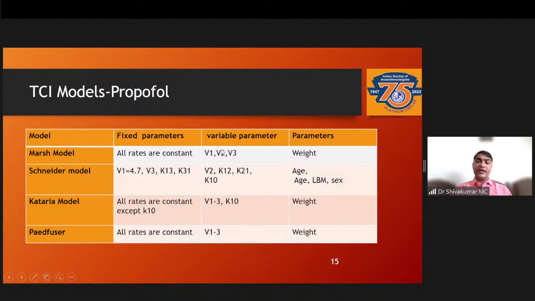Variable parameters are V1, V2, and V3. These vary with the weight of the patient. So V1 will increase with the weight of the patient. V2 will increase with the weight of the patient. V3 will increase with the weight of the patient.